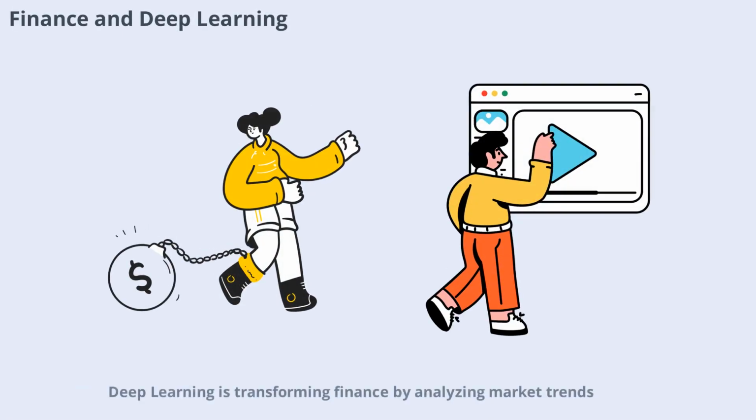Deep learning is transforming finance by analyzing market trends, predicting stock prices, and detecting fraud. These models process massive amounts of data, uncovering patterns that humans might miss. The result is smarter, faster financial decisions that drive innovation in the industry.